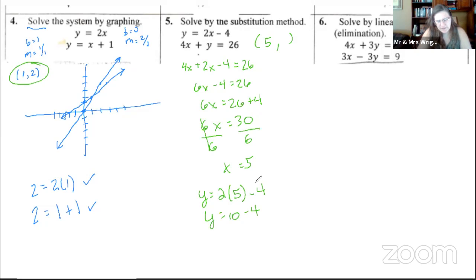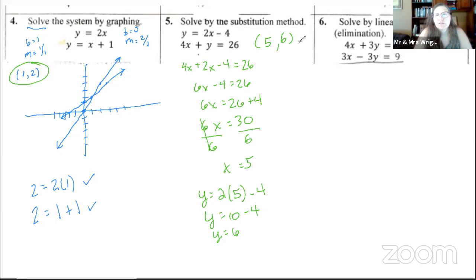Oops, I can just use my calculator. That's what I should have done in the first place. 2, open parentheses, 5, close parentheses, minus 4 equals 6. Y equals 6.